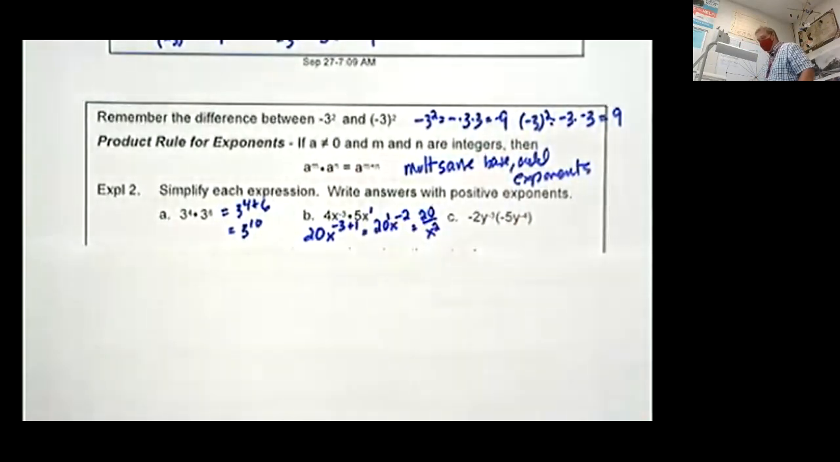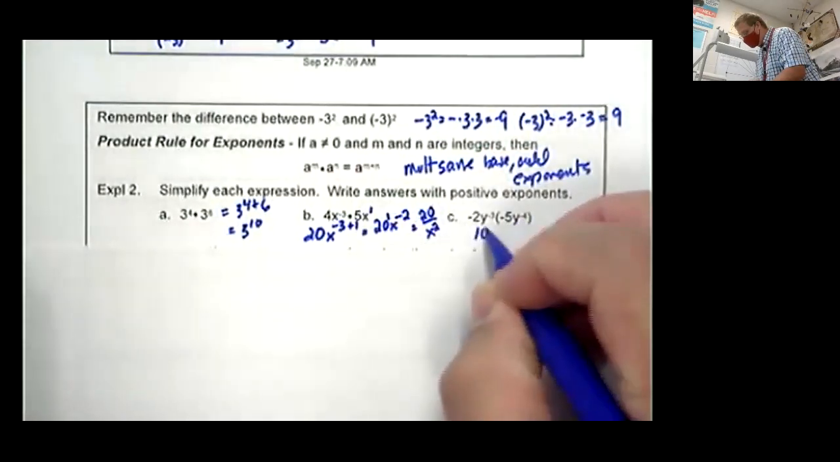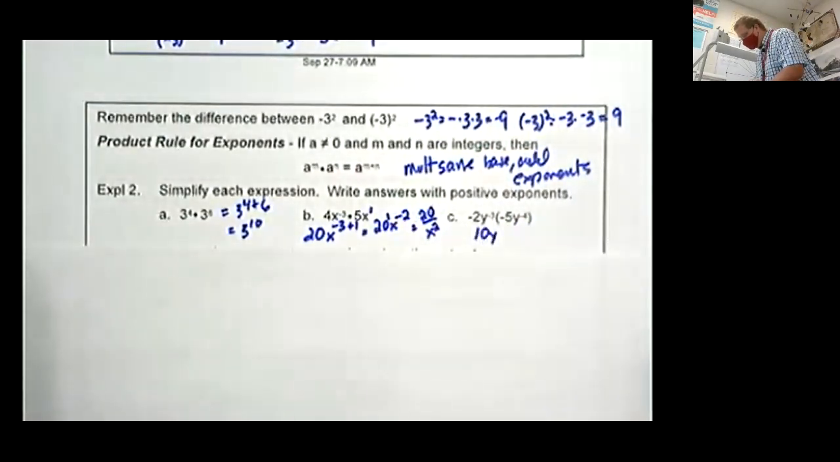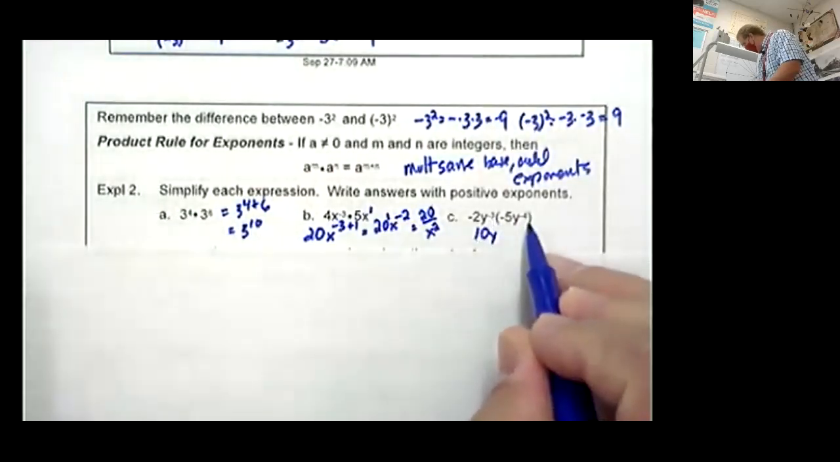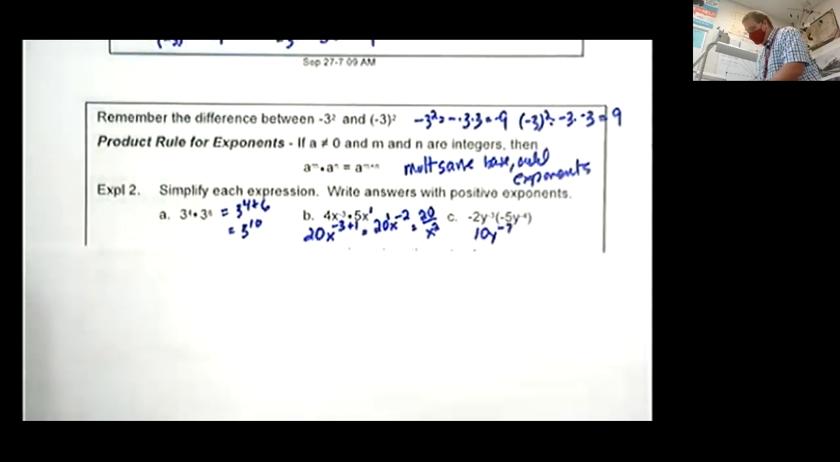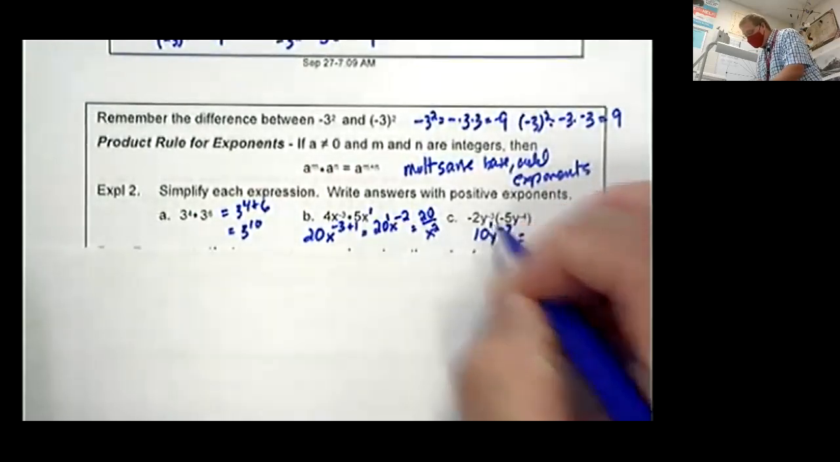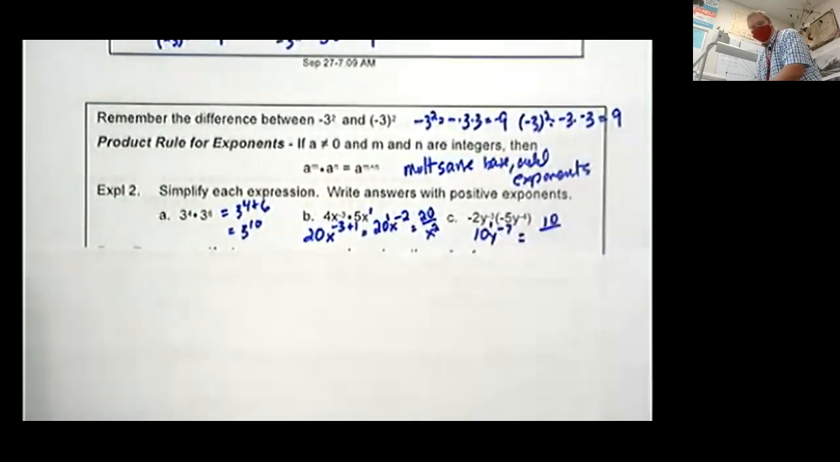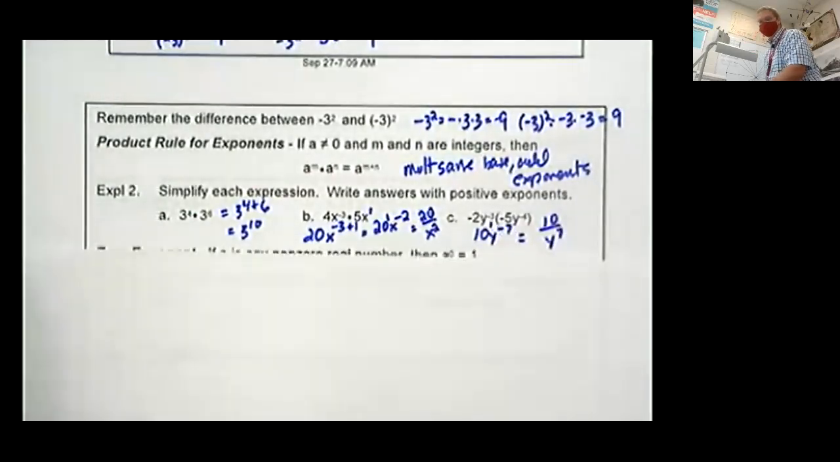Letter C, we want to multiply first. So negative 2 times negative 5 is 10. We're going to add the exponents. Negative 3 plus negative 4 is negative 7. As we saw in the previous problem, the 10 has an exponent of positive 1. It's staying in the numerator. The y is flipping to the denominator as y to the 7th.